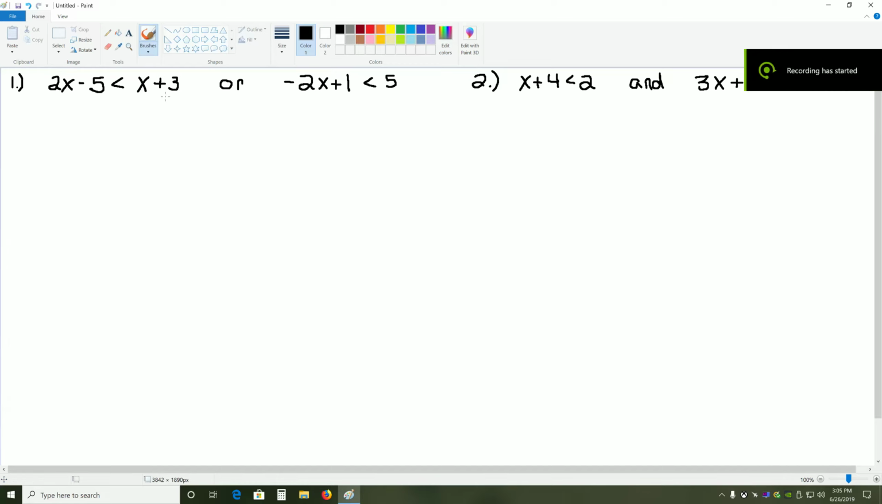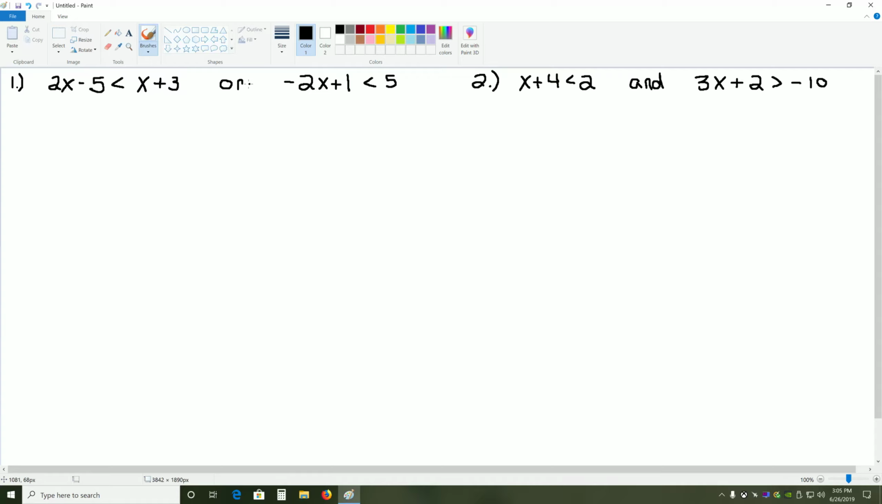For each of the following problems, we want to solve and graph the or and and inequalities. We'll start with number 1.